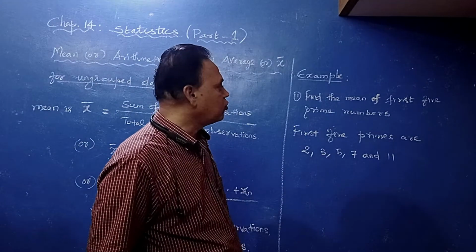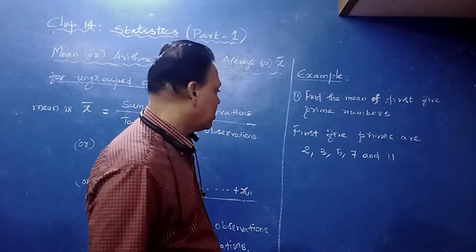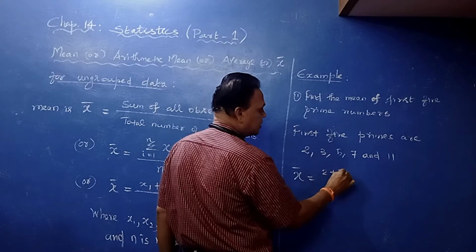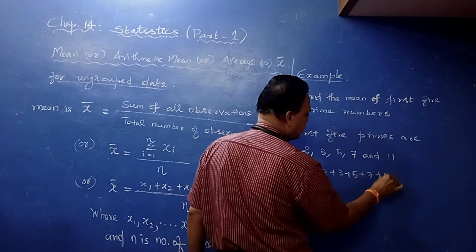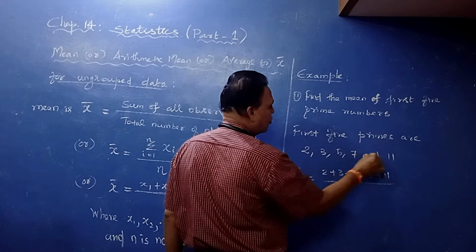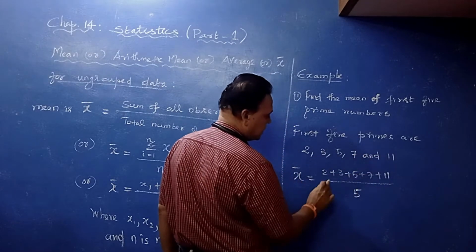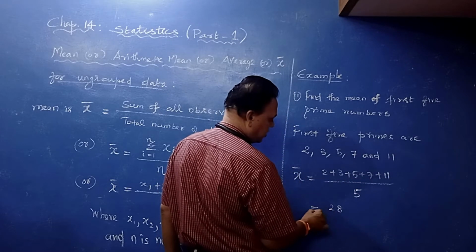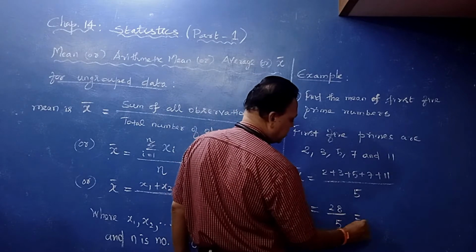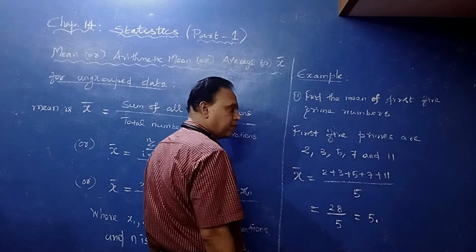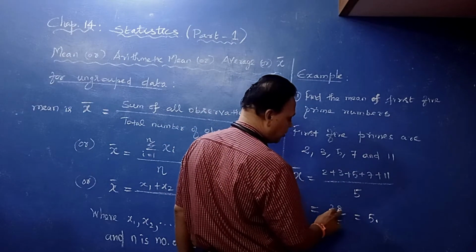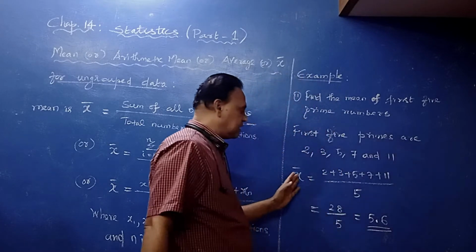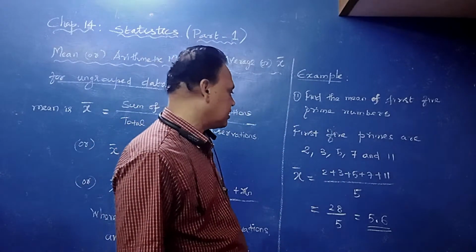So now for this, you have to find out the average, that is x bar equal to add all the numbers: 2 plus 3 plus 5 plus 7 plus 11, divided by how many there? 5 numbers there, divided by 5. That is equal to 5, 10, 17, 28 by 5. 5 times 5 will go, then remainder 3, that means 5.6. So the average, that is x bar, mean is 5.6.